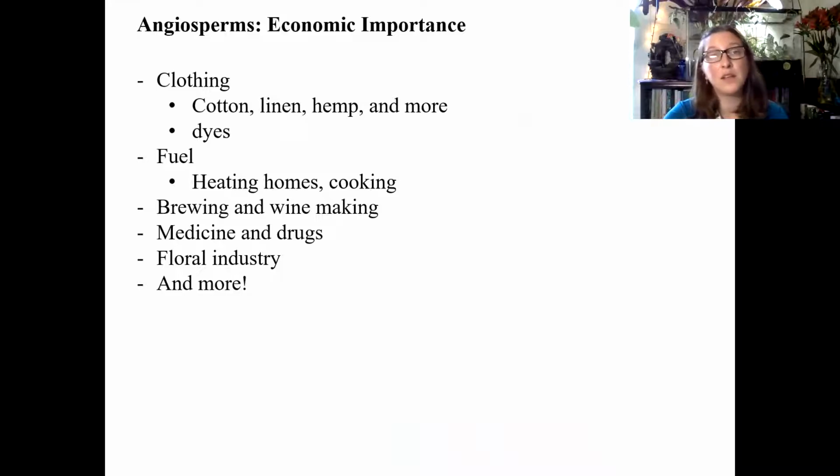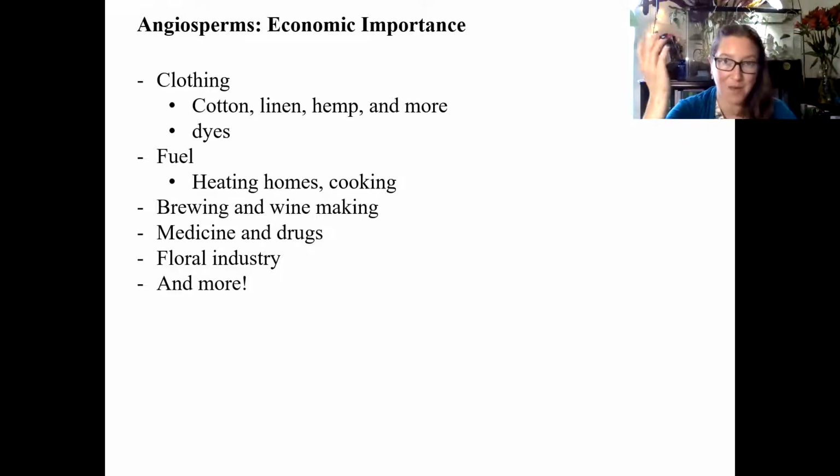A lot of our clothing, if it is coming from a plant product, is coming from an angiosperm, in that it's cotton, linen, hemp, etc. We also use angiosperm flowers and other plant parts to make dyes that we use to dye our clothing. We use it for fuel. We make wine and beer out of angiosperms. We make medicine and drugs out of angiosperms. We have cut flowers in our homes, right? Thanks to angiosperms and more.